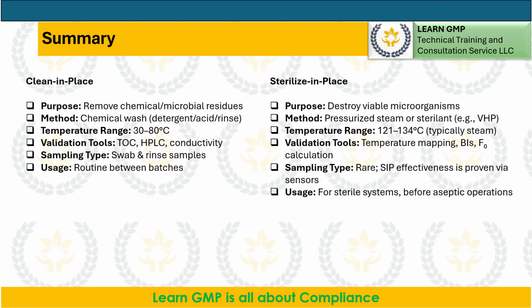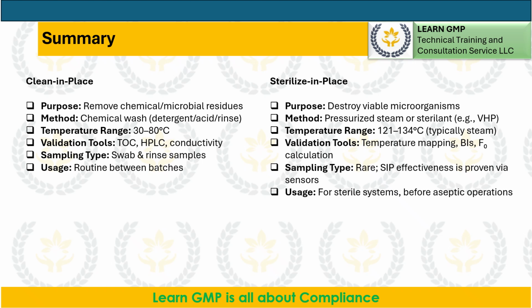Summary. Clean in Place. Purpose. Remove chemical and microbial residues. Method. Chemical wash, detergent, acid, and rinse. Temperature range. 30 to 80 degrees Celsius. Validation tools, TOC, HPLC, and conductivity. Sampling type, swab and rinse samples.